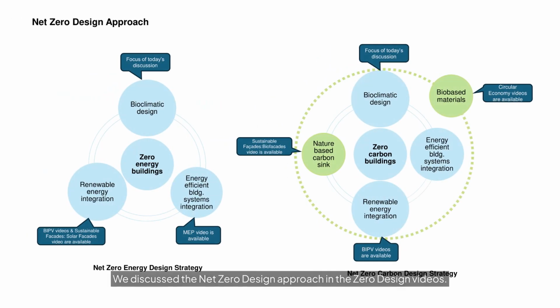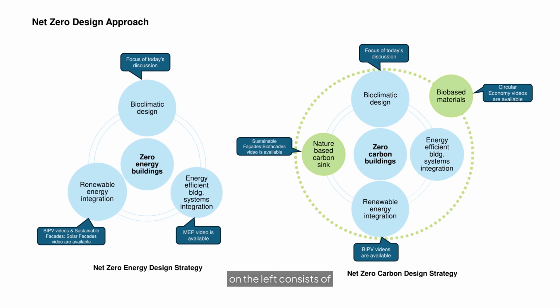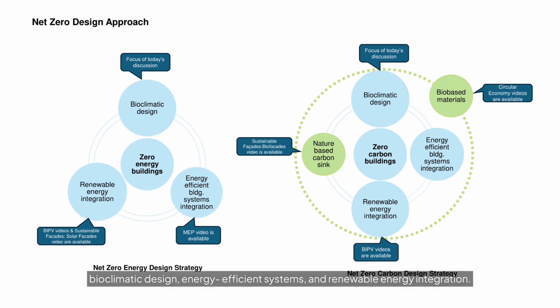We discussed the net zero design approach in the net zero design videos. The net zero energy approach on the left consists of bioclimatic design, energy efficient systems, and renewable energy integration. The design goal is to reduce energy use through bioclimatic strategies and energy-efficient building service systems. This video focuses on bioclimatic design. Then, the on-site renewable energy system is integrated to support building operations.